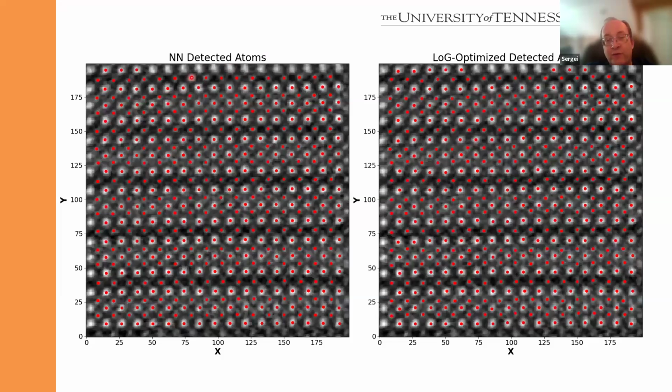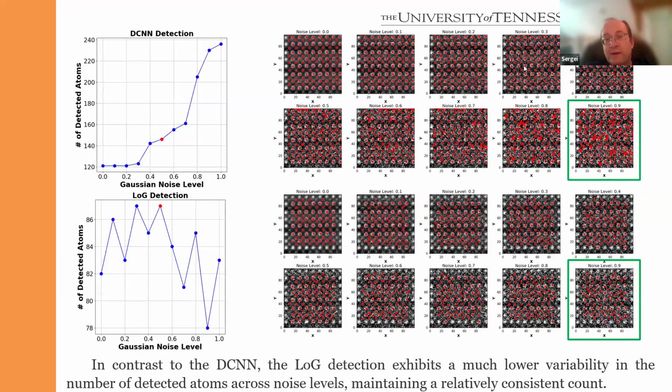So the well-trained neural network finds all the atoms. Turns out that the optimized LoG algorithm also finds all the atoms, including the visible ones and poorly visible ones. What's even more interesting is if we try to estimate how well the Laplacian of Gaussian method behaves if we start to add noise to the image, and then we try to do the same thing for the neural network. So this is how the neural network behaves if we start to add just simple random noise.